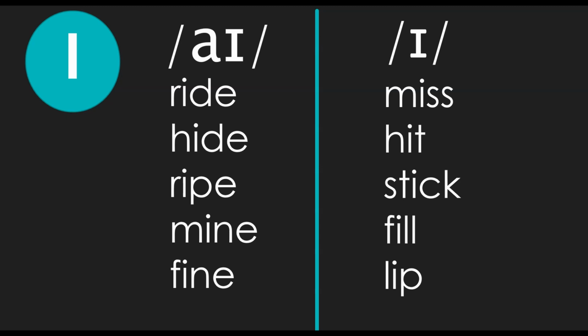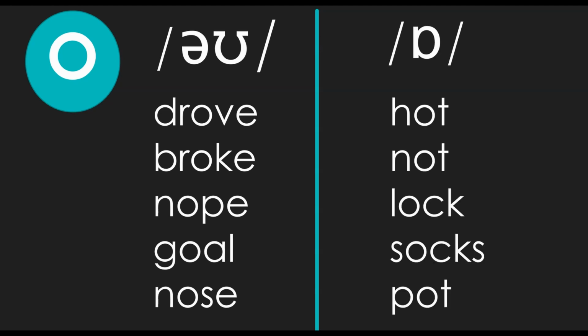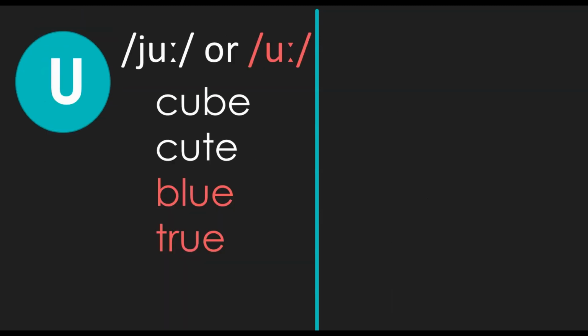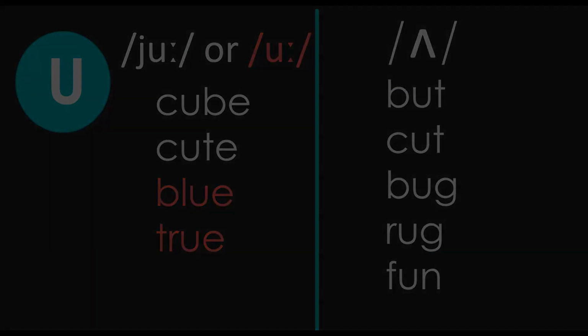I: miss, hit, stick, fill, lip. O: drove, broke, nope, goal, nose. O: hot, not, lock, socks, pot. U or oo: cube, cute, blue, true. U: butt, cut, bug, rug, fun.